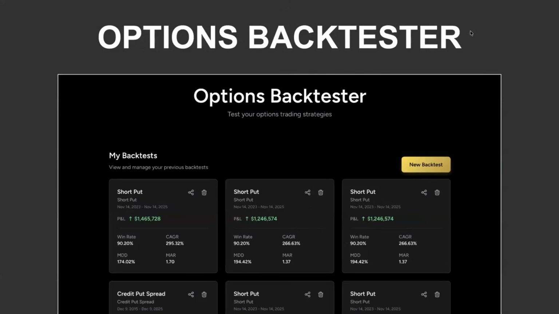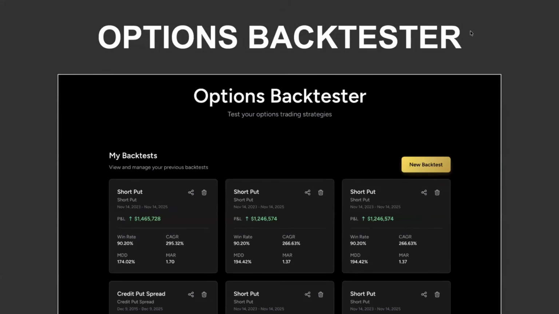Okay. Let's walk through all the tools inside of it though. My first and favorite tool is the options backtester. Too many traders are trading options without knowing when it works, why it works, what markets this strategy works in, and all those things.